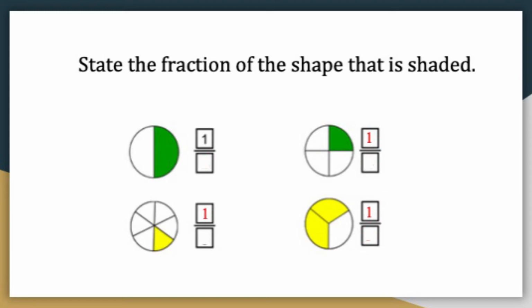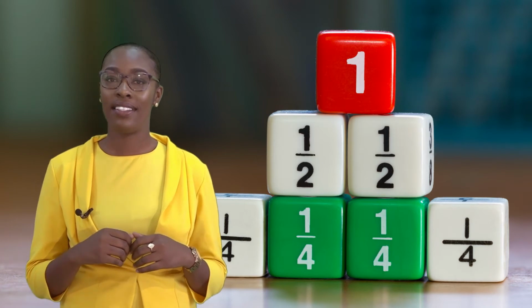For the first one, we're seeing the circle being divided into 2 equal parts, and 1 part is shaded. The shaded region here represents the numerator as shown on screen, and the denominator would be 2. Excellent. What about the second one? Good job. 1/4 is correct. And the next one? 1/6. Awesome. Final one. This represents 1/3. Nice work, students. On to the task at hand.